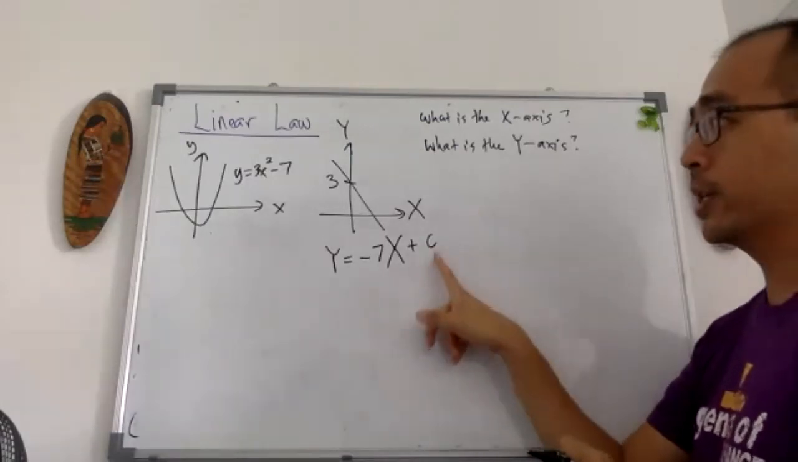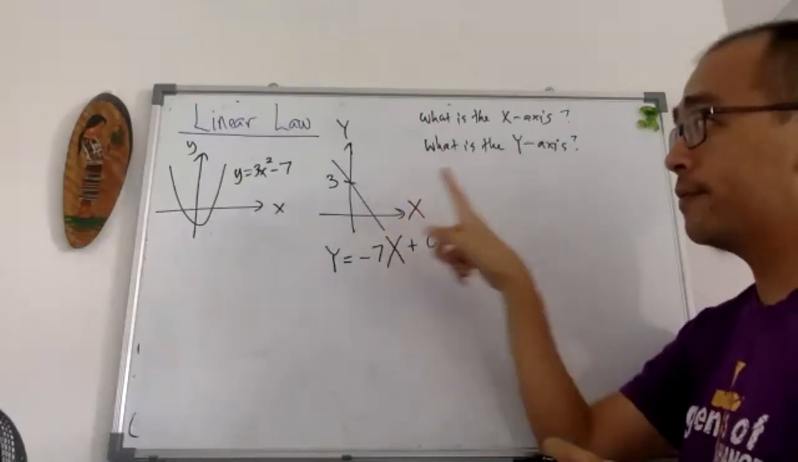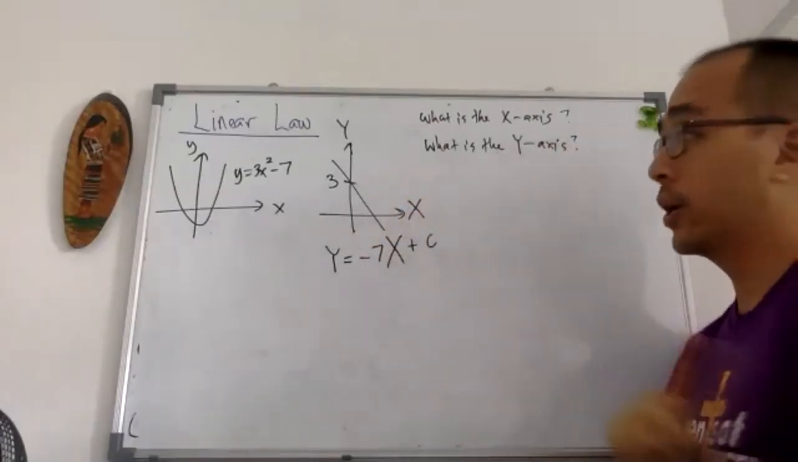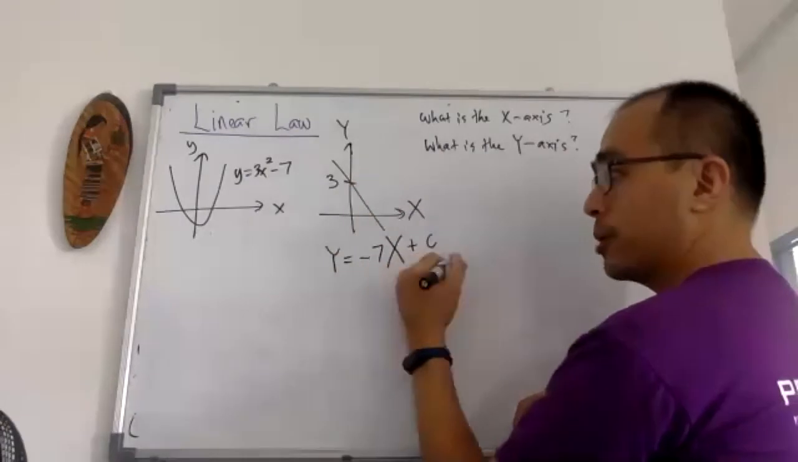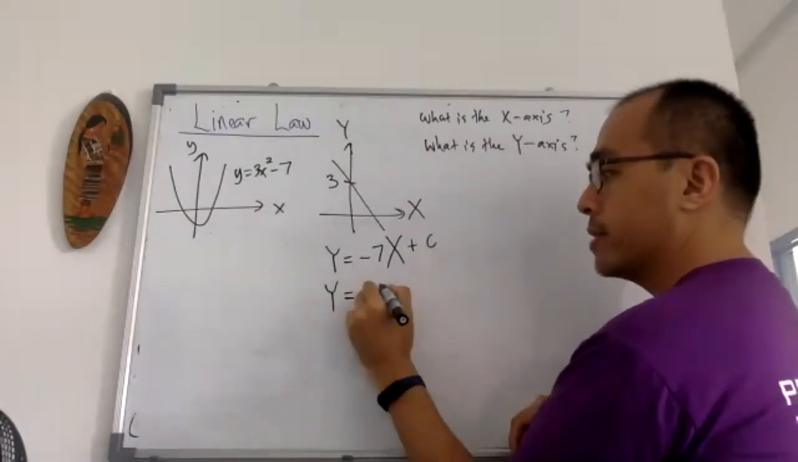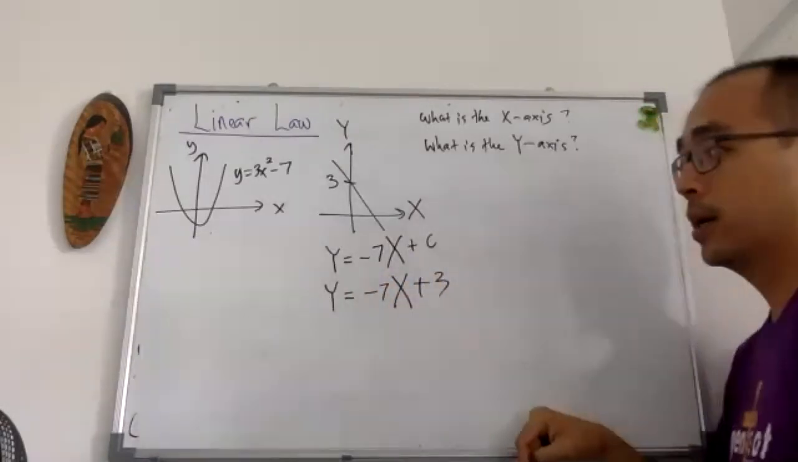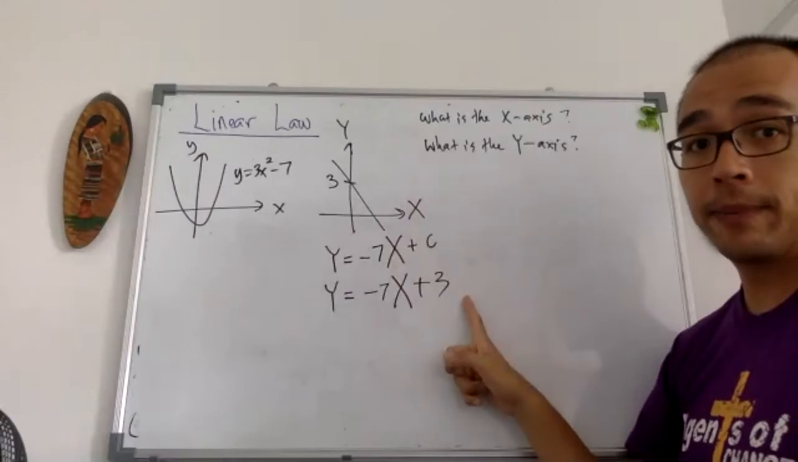From this information, this is y equals negative 7x plus c. From this graph, you can tell me what is c already. Okay, c is actually 3. So I'm going to put this in here. Y-axis equals negative 7 X-axis plus 3. Just to complete this whole thing.